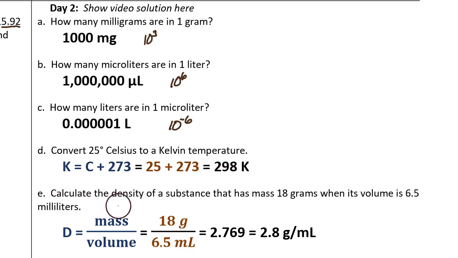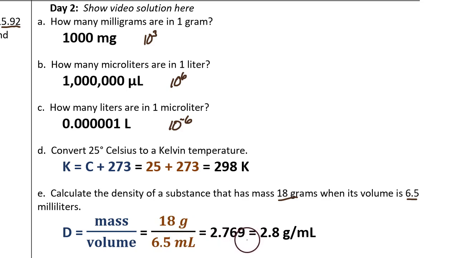Question E, calculate the density of a substance with this mass and this volume. So this is another problem that takes a formula. Density equals mass divided by volume, or D equals M divided by V. Replace mass with the 18 grams. Replace volume with the 6.5 milliliters. And then do this division. The result on the calculator is 2.769 and even some more digits.